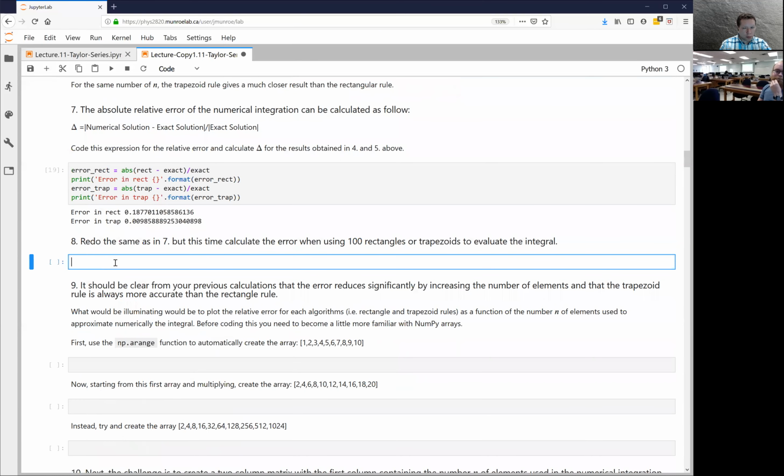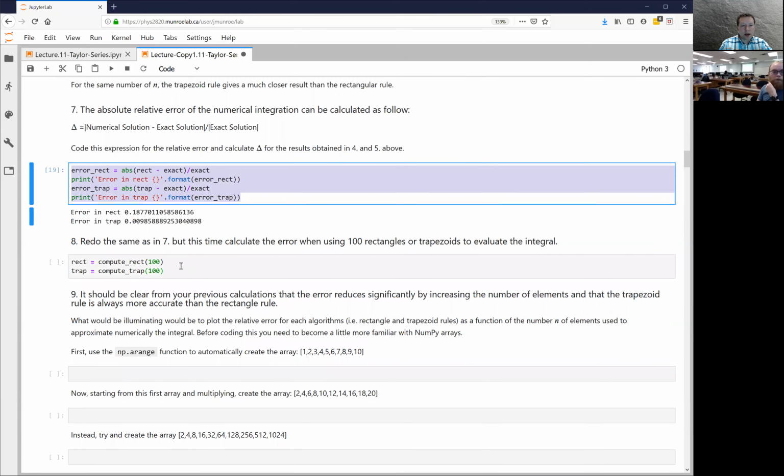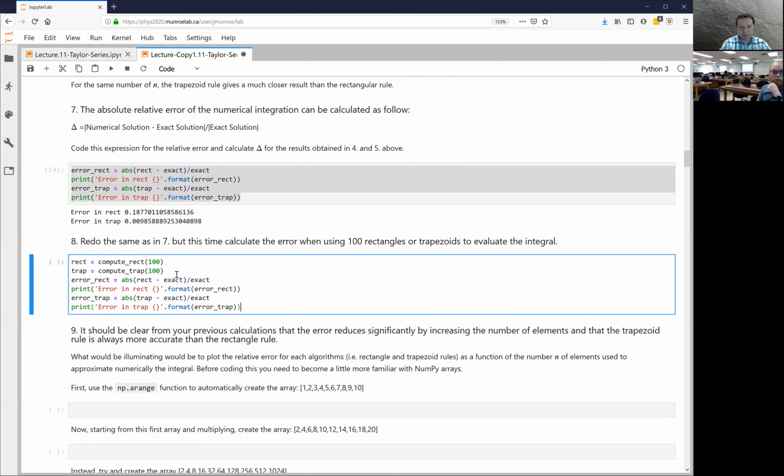Okay, so now we'll get to this part right here. Redo as in 7, but do it for 100 rectangles. So what would that mean? We calculate the value of the trap, or sorry, of the rectangular one, 100. We calculate the value of the trapezoid, 100. And then this code down up here, just by copying and pasting it, would be exactly the same. So let's take a look at what we get.